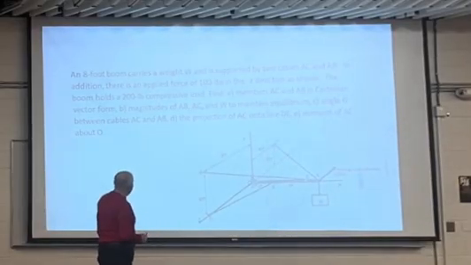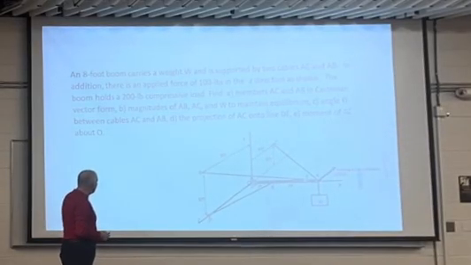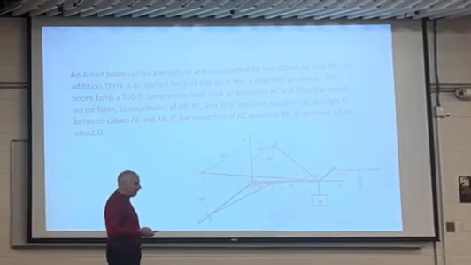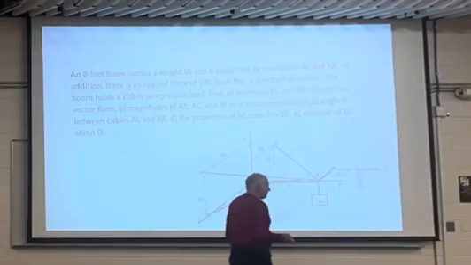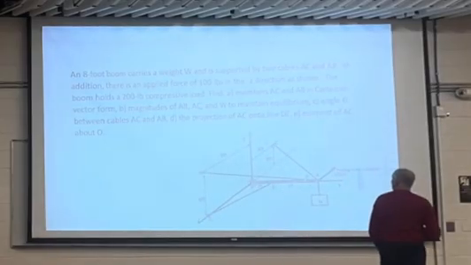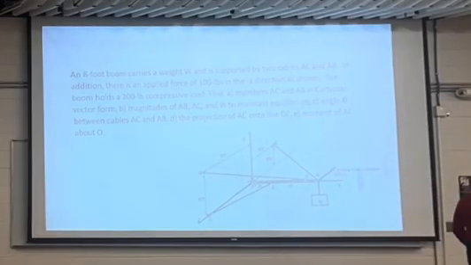Notice what it asks you for. It says find forces AC and AB in Cartesian vector form, i.e., give me IJK format. That's the 5-step process. Notice part B. Tell me the magnitudes of AB, AC, and W to maintain equilibrium.